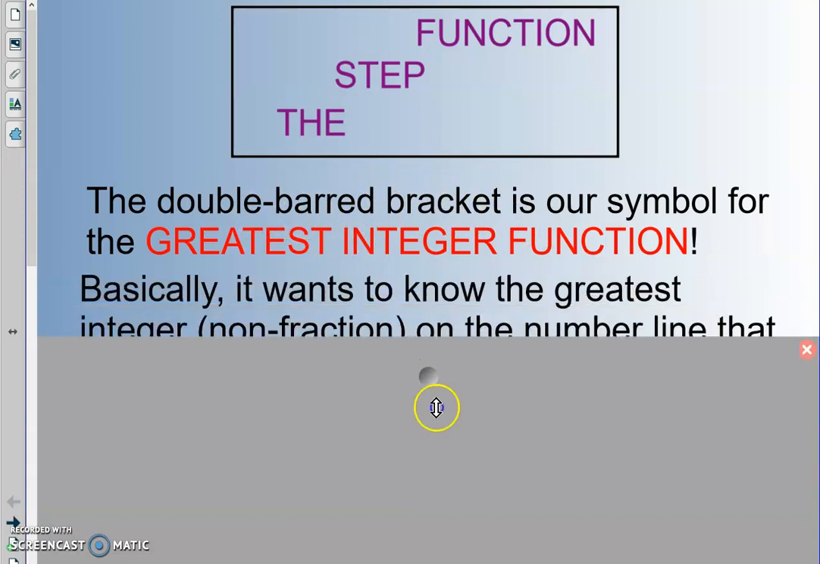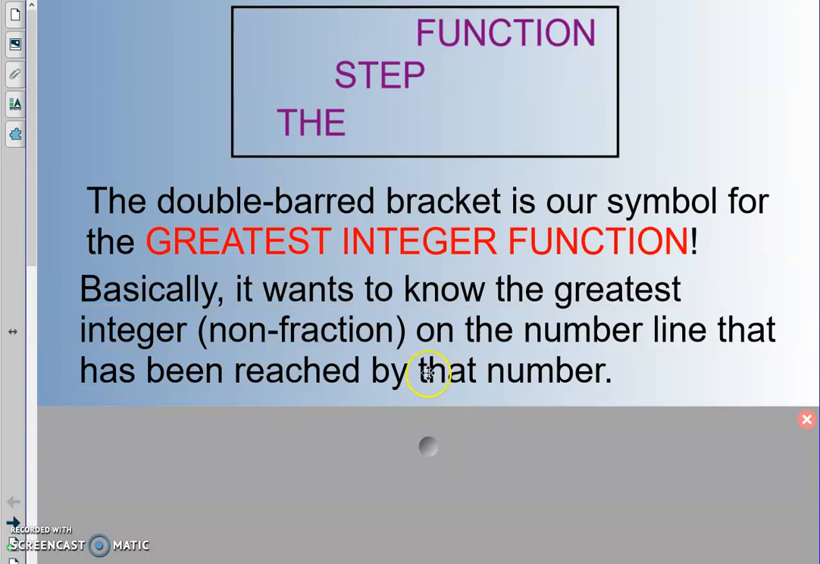Let's jump in and just see what we're talking about. Basically, when you see this symbol for a step function, we want to know what is the greatest integer. Remember the integers. We don't include fractions. We don't include irrational numbers. The integers are basically the whole numbers and their negative counterparts. But when you see this symbol, we want to know what is the greatest integer on the number line that has been reached by that number.